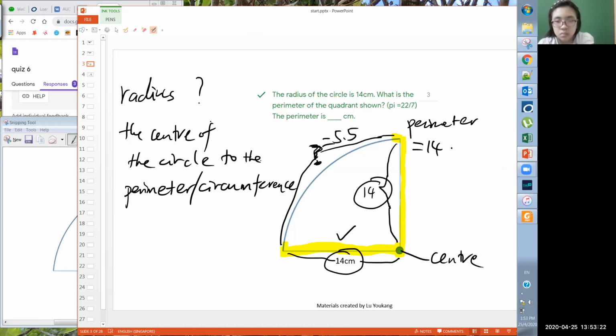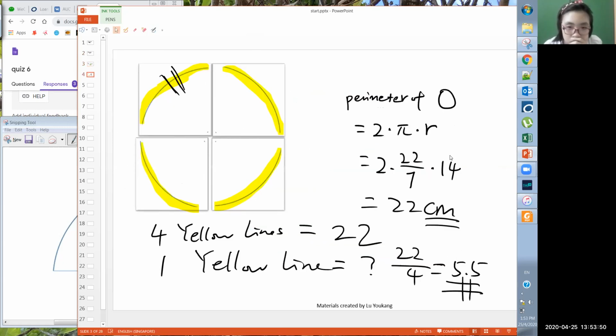14. Yeah. Plus 14, and then plus 5.5. Correct. So what's the answer? 33.5. Okay. So how come you remember this part, which is to add all of them together, but how come you forget this part? How to find one of them?